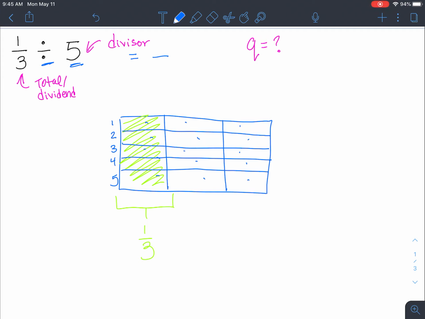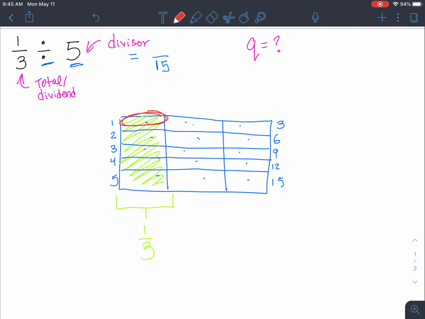Or a lot of you guys like to skip count. If you know there's 3 in a row, you can go 3, 6, 9, 12, 15. So I now know that in this model, there are 15 equal pieces. That's going to represent my denominator. The next thing I need to do is figure out how many pieces are shaded inside each group.